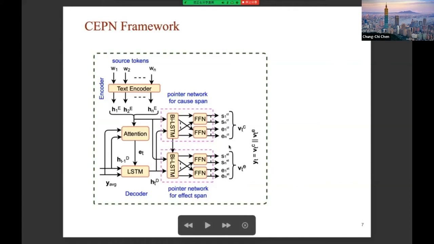Now to identify the cause and effect span, we use two pointer networks. Each pointer network has a bi-LSTM and two feedforward layers with their softmax. The bi-LSTM output hidden vectors are converted into a scalar score in the feedforward network. Then we apply the softmax across these scalar scores to identify the start of the span. Similarly, another feedforward layer with softmax is used to identify the end index of the span. These spans are interchangeable. We can extract the cause span first and then the effect span, or vice versa. There is not much significant difference.